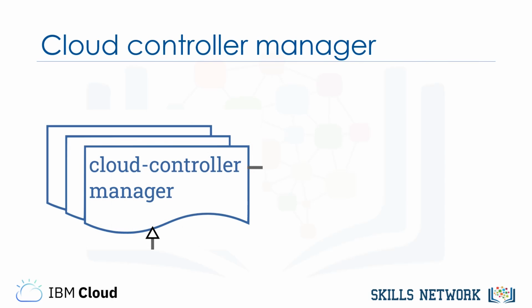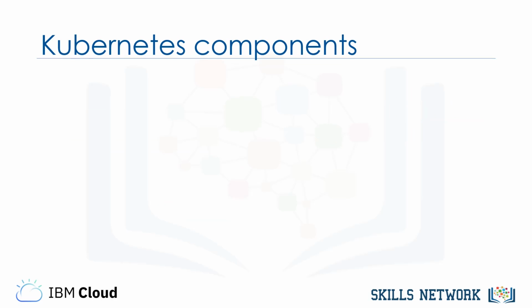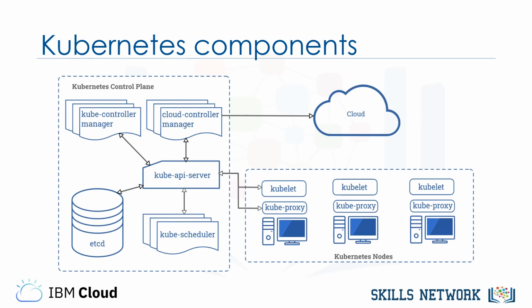Finally, the Cloud Controller Manager runs controllers that interact with the underlying cloud providers. These controllers effectively link clusters into a cloud provider's API. Since Kubernetes is open source software and would ideally be adopted by a variety of cloud providers and organizations, it strives to be as cloud agnostic as possible. The Cloud Controller Manager enables both Kubernetes and the cloud providers to evolve freely without introducing dependencies on the other. That covers the control plane on the left side of the diagram.